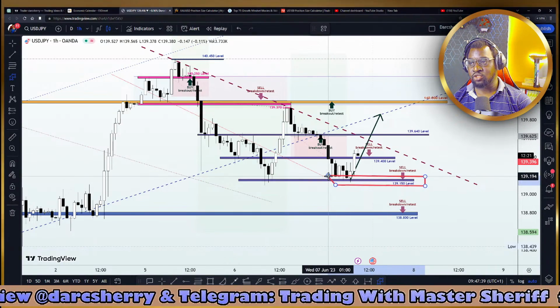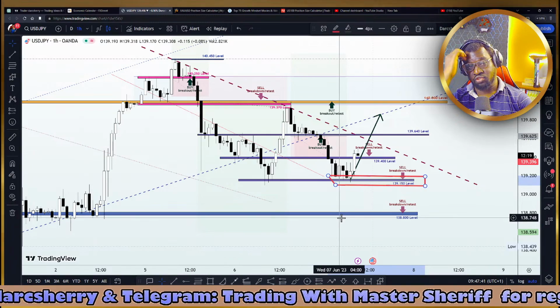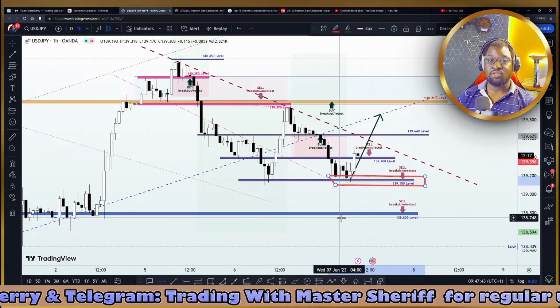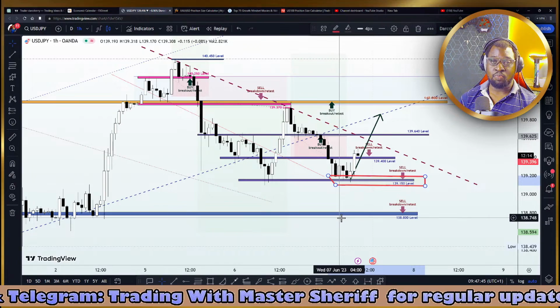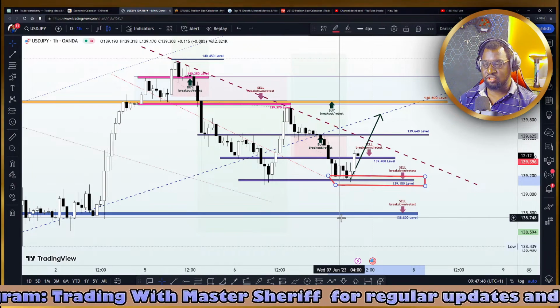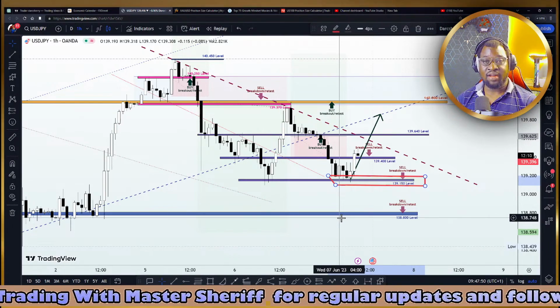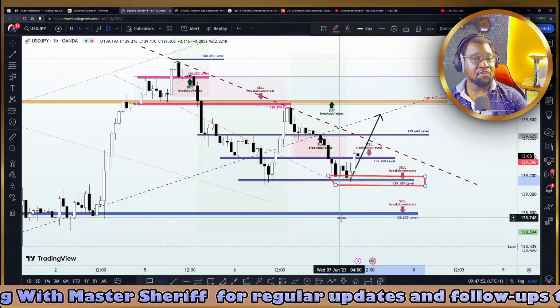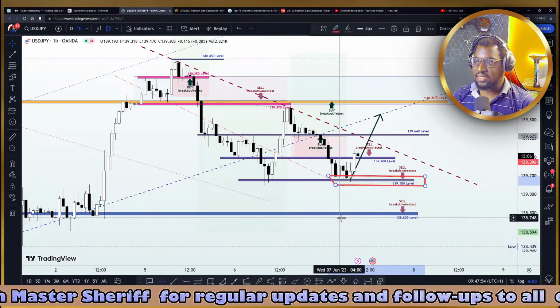So let's mark this out on our chart, and you can also screenshot my screen so that you can use it as a reference point when you're about to make your independent decision. So that is that on the USDJPY for today. If you have questions, feel free to let me know in the comment section.